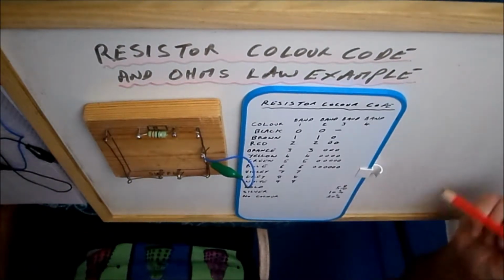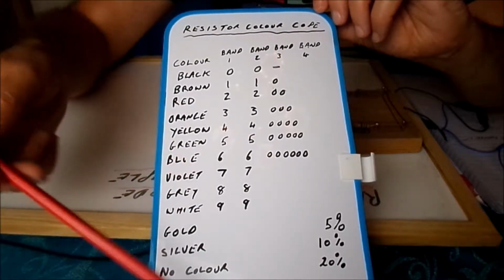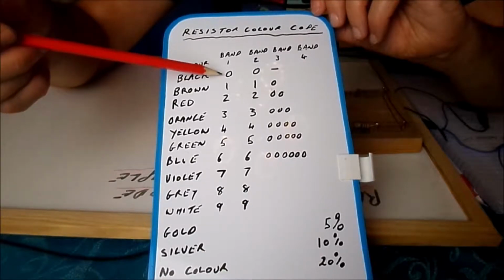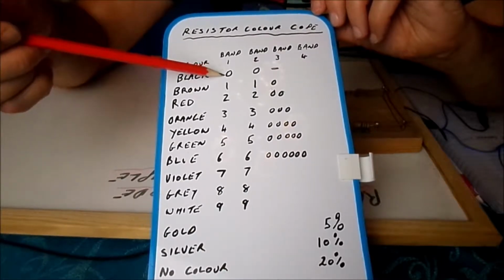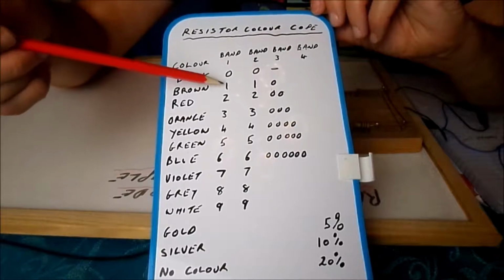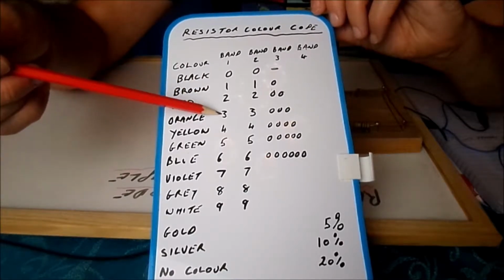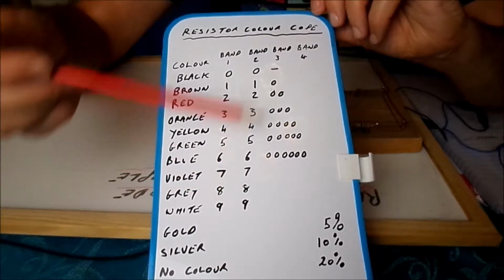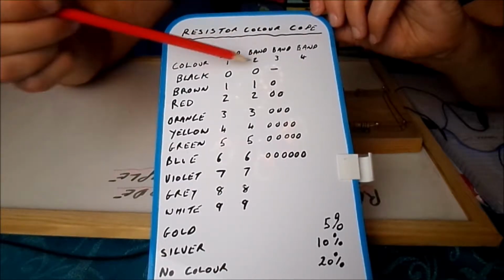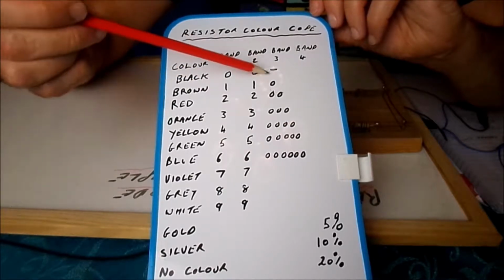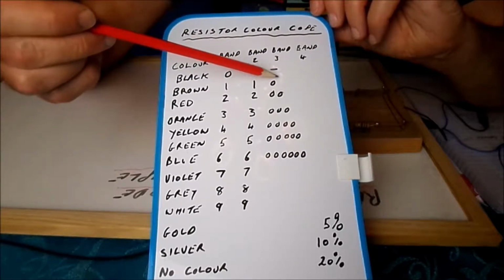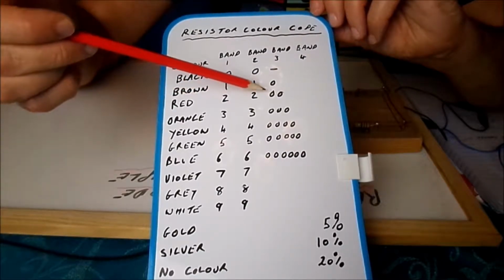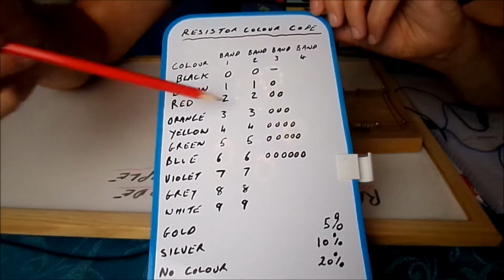Now if we look at the resistor color code, this is how the code translates. Band 1, if it's black, then the numerical value is 0. Brown is 1, red 2, orange 3, etc. And that applies to band 2 as well. Now band 3, as I said, is the multiplier. So if band 3 is black, there's no multiplier in there at all. If it's brown, it's multiplied by 10. If it's red, it's multiplied by 100, then 1000 for orange, etc.